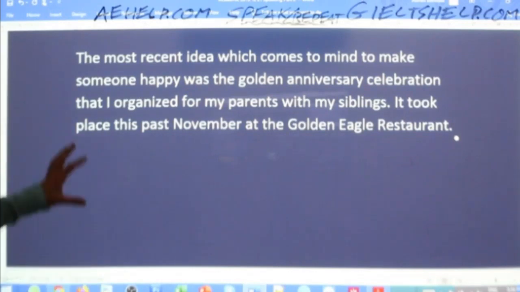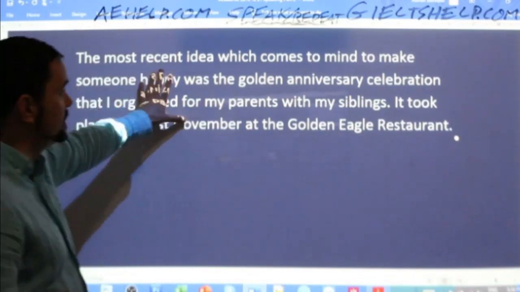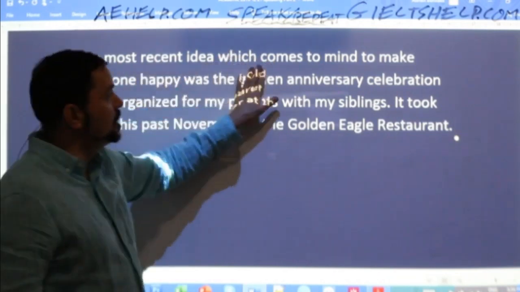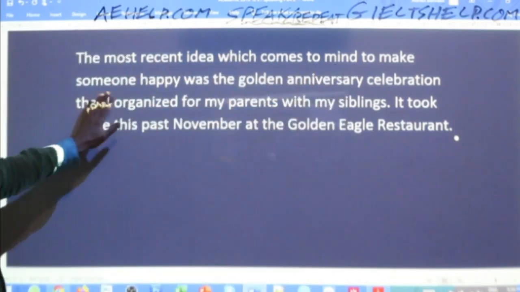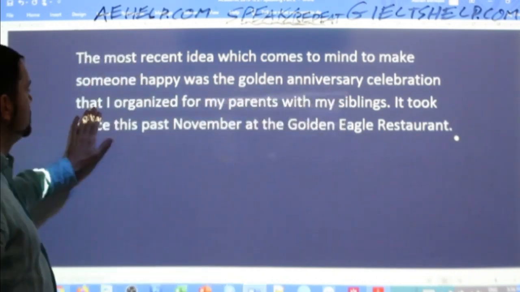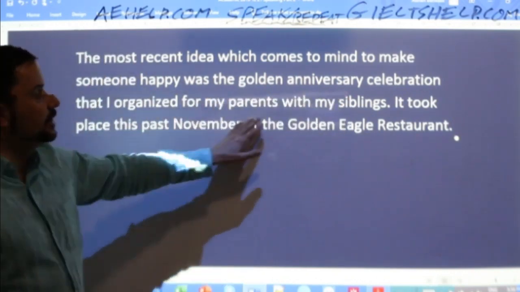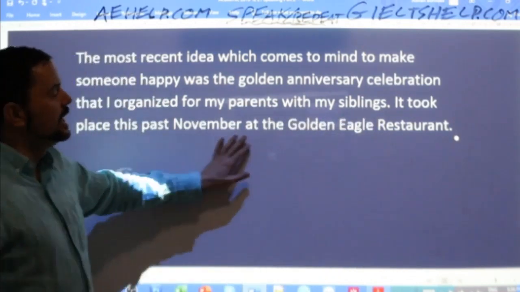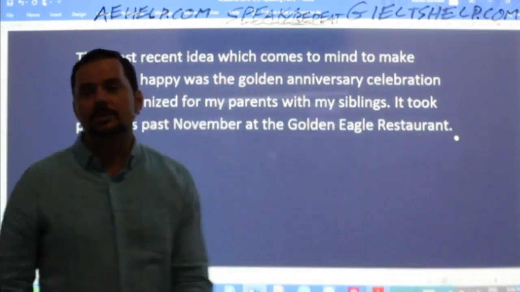Okay, so I started it off a little bit here. So the most recent idea. Now students, speak and repeat. The most recent idea which comes to mind to make someone happy was the golden anniversary celebration that I organized for my parents with my siblings. It took place this past November at the Golden Eagle restaurant.